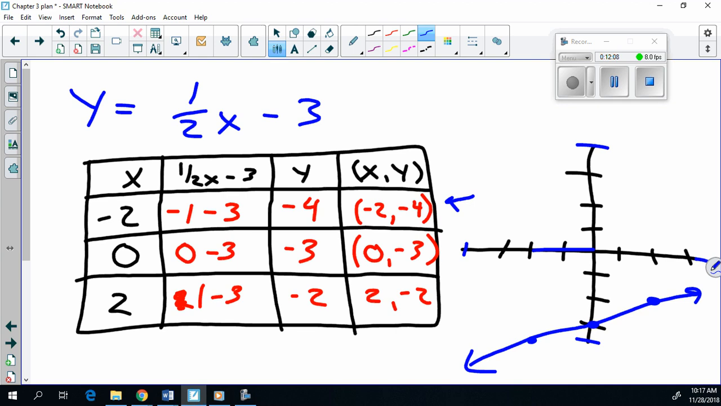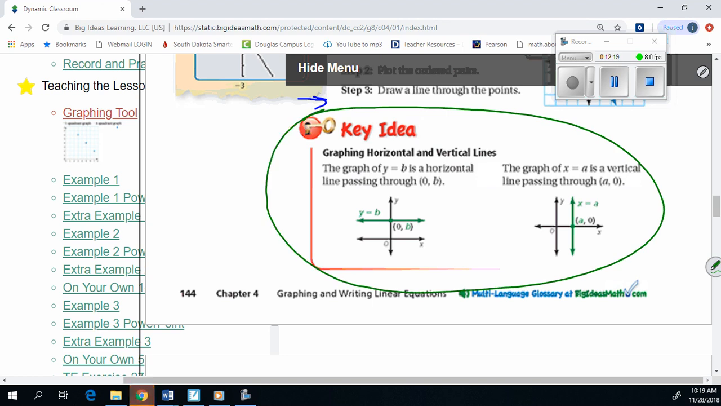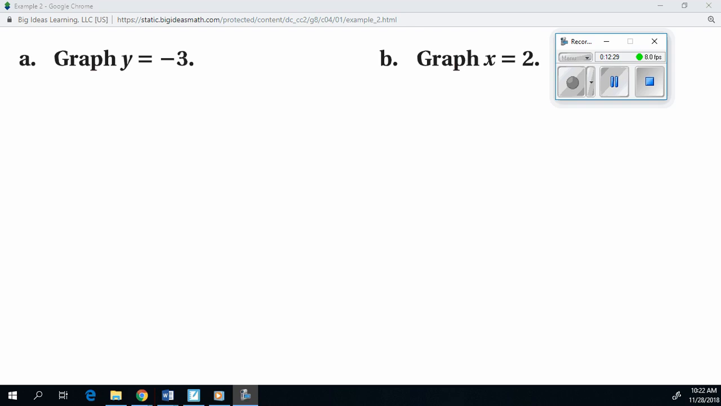I could keep going. All right, for the next part, I want you to add this to your notes right here, right where it says key idea. I want you to write everything you see inside what I circled. So go ahead and pause the video, write that, and then we'll do the next problem that'll help us talk about it. You're going to need this to solve the next set of problems.